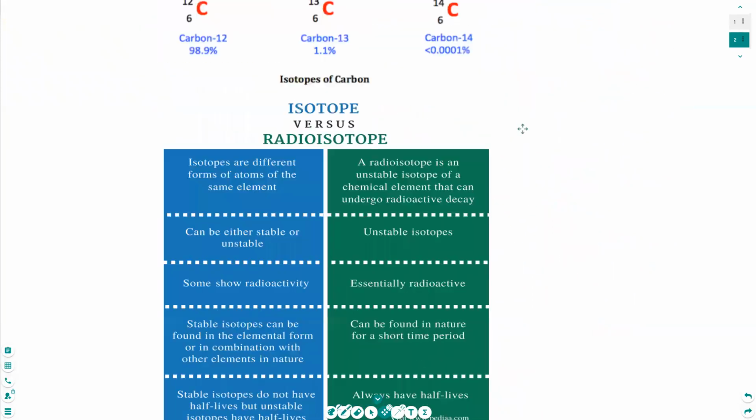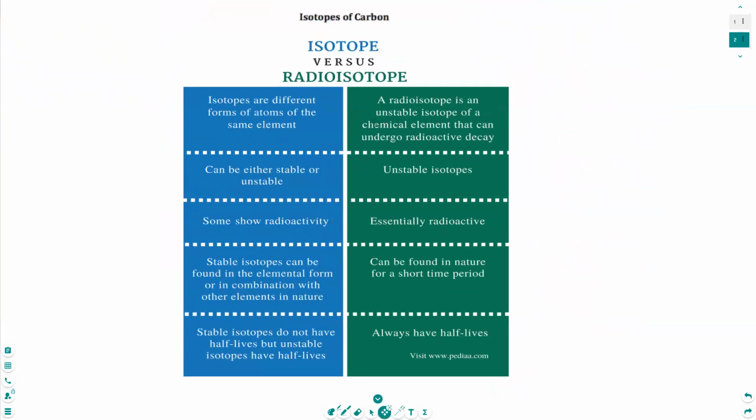It's listed as 12.01 because the carbon 12 isotope is by far the most abundant isotope of the three isotopes that are there. Now, I want to also let you know that isotopes can be stable and they can be radioactive. So isotopes are different forms of the same element. A radioisotope is an unstable isotope of a chemical element that can undergo radioactive decay. Now, isotopes can be stable or unstable. Radioisotopes are the ones which are unstable. Some isotopes show radioactivity, but radioisotopes, all of them show radioactivity.